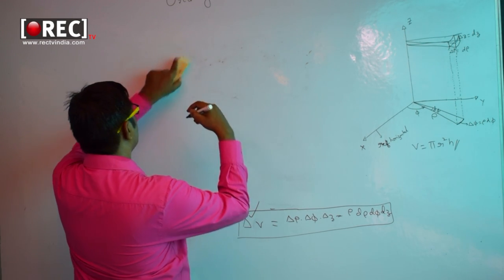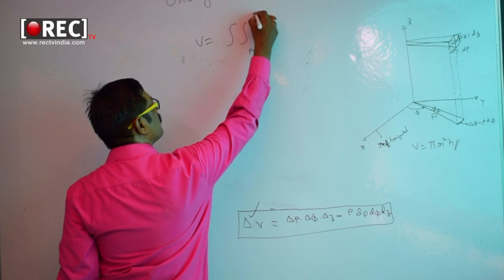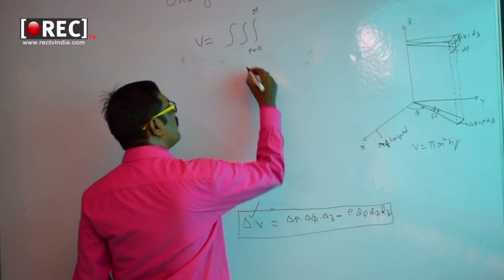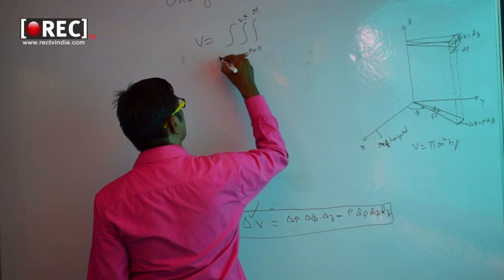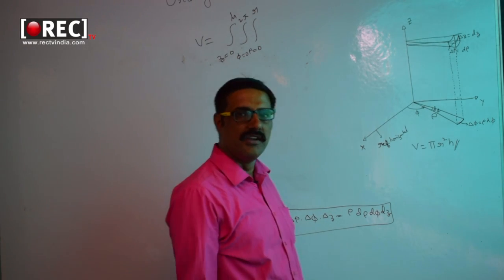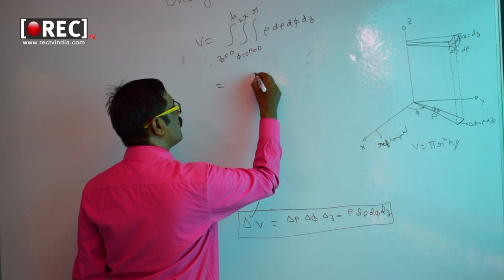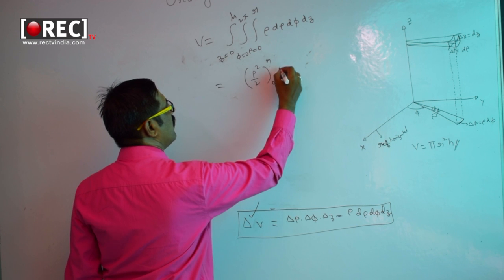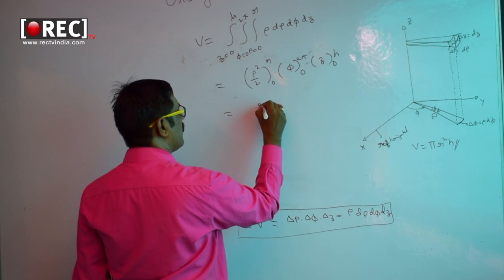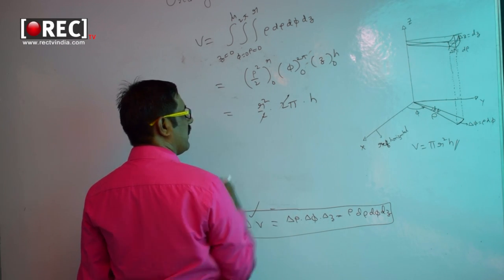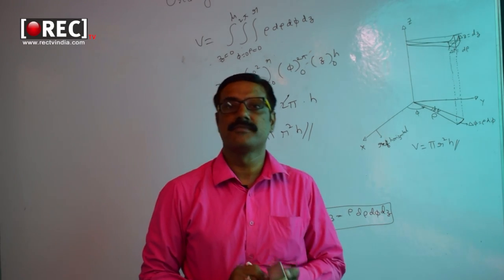So V is simply the integral of this. Since it is a volume, it is a triple integral. And what about rho? Rho varies from 0 to r, where r is the radius of the cylinder. Next, phi. Phi varies, since it is a circle, from 0 to 2 pi. And z varies from 0 to h, where h stands for the height of the cylinder. So just rho d rho d phi dz. That is simply rho square by 2 from 0 to r, and phi from 0 to 2 pi, and z from 0 to h. So if I substitute the limits, it is r square by 2 into 2 pi into h. So these two get cancelled. So what remains? You remain with pi r square h. This is how we got the volume of the cylinder as pi r square h.